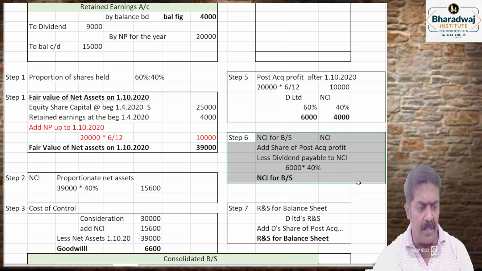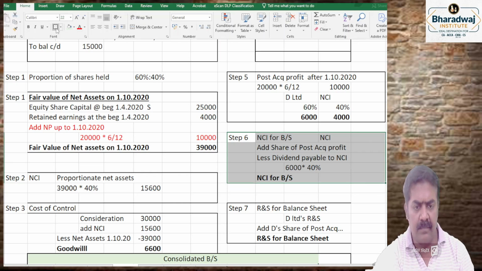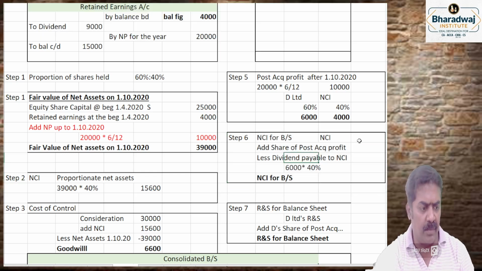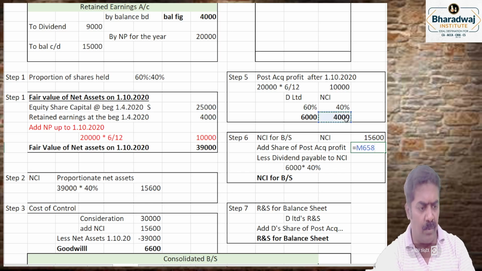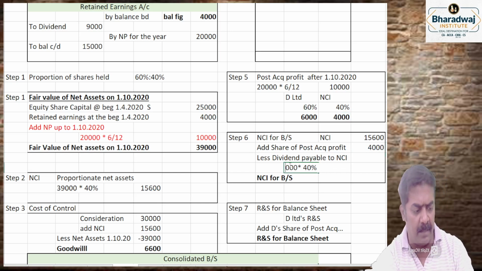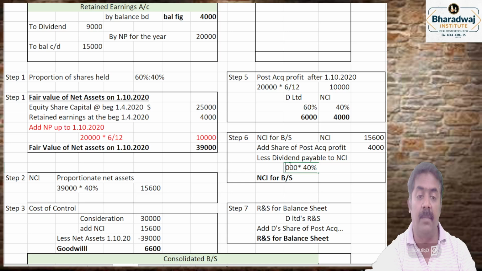NCA for balance sheet. Initial recognition of NCA is 15,600. Share of post acquisition profit 4,000. Dividend payable to NCA will be shown separately in the balance sheet. What is the dividend payable? 9,000 into 40%, how much?